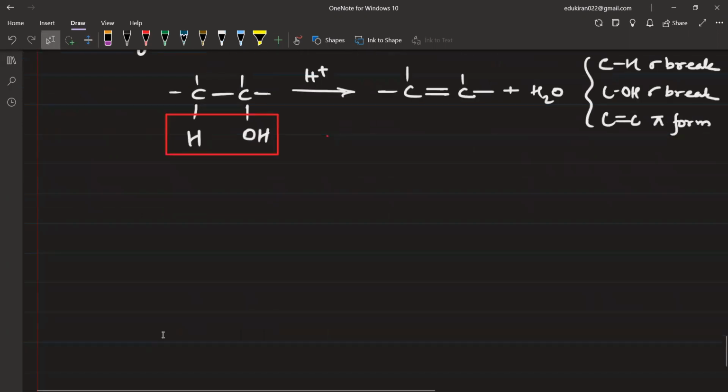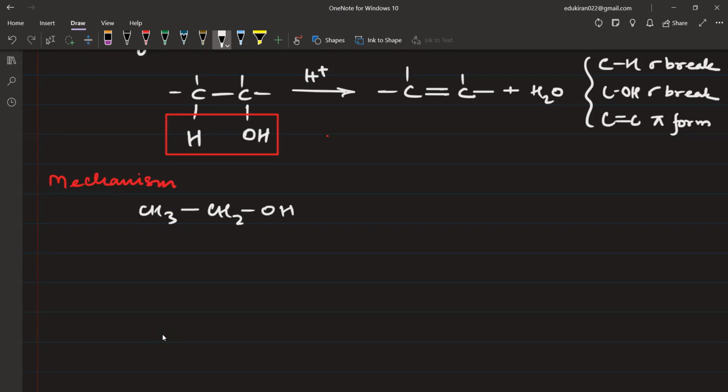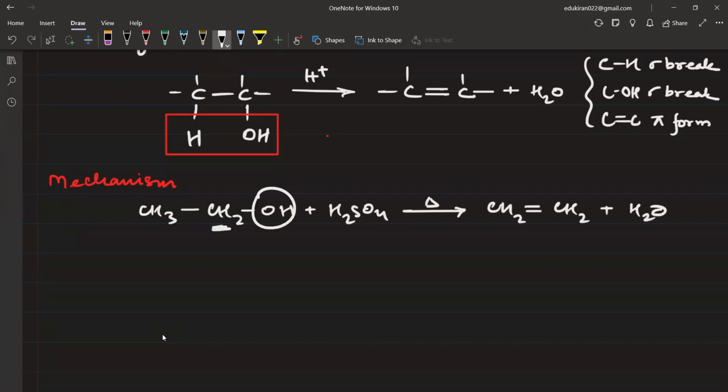Now let us write the mechanism. For the mechanism, we will see a very simple reaction: CH3CH2OH plus H2SO4 in presence of heat, 443 Kelvin. We are going to make CH2 double bond CH2 plus H2O. So from this carbon the OH has been removed, and from this carbon hydrogen has been removed.